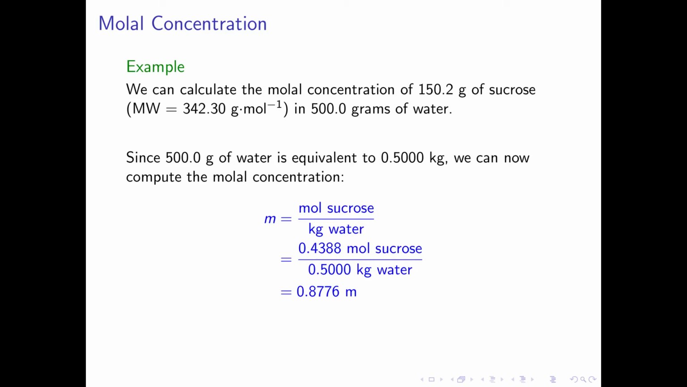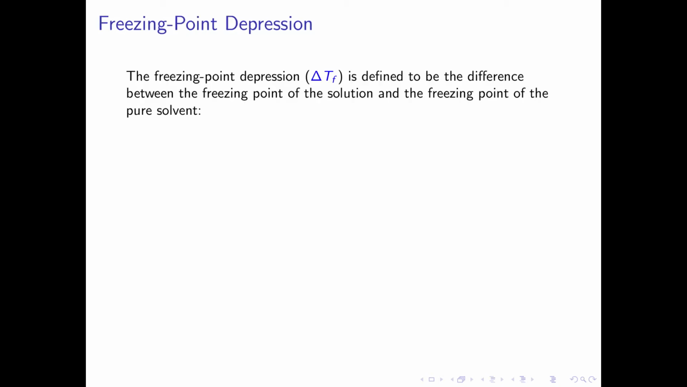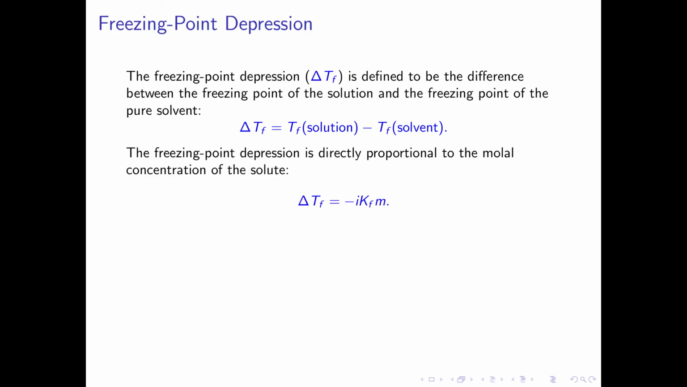The freezing point depression, denoted delta T sub F, is defined to be the difference between the freezing point of the solution and the freezing point of the pure solvent, or mathematically, delta T_F is equal to T_F for the solution minus T_F for the solvent. In turn, the freezing point depression is directly proportional to the molal concentration of the solute. We can write this as delta T_f is equal to negative i times K_f times m.